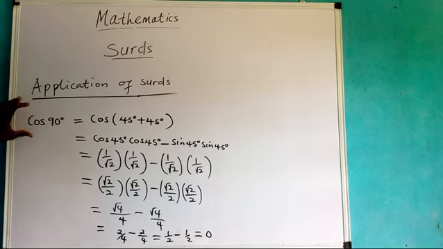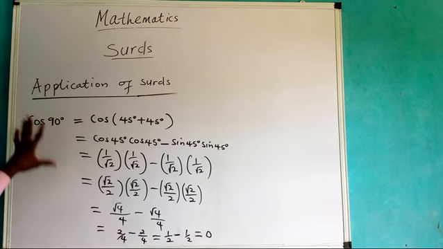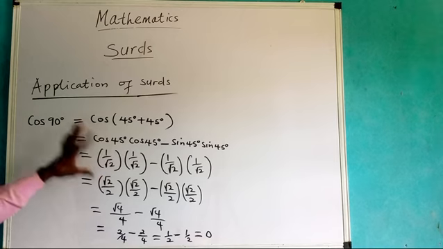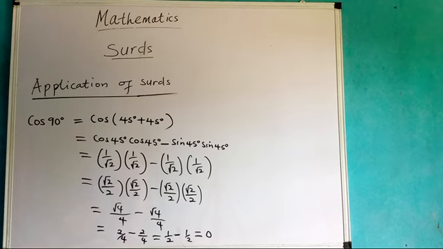Get your calculator and simply get the value of cos 90 degrees. Therefore, you are going to obtain 0. You can see we are able to apply the ratio for 45 degrees under the application of surds, and therefore we are able to obtain 0 in the final position.